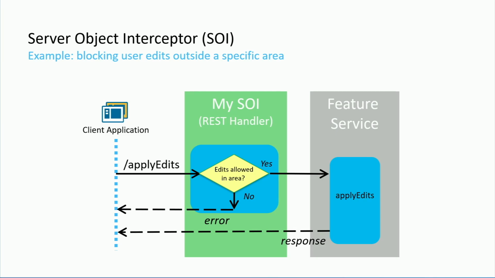So this is back to, is editing allowed? Well, you can see the client sending the call to apply edits. Your SOI is saying, are the edits allowed in the area? If they are allowed in that area, you forward the call on to the feature service's apply edits operation, then the response goes back to the client. If, however, the call to apply edits is trying to edit something in an area that's disallowed, just return an error, okay? Kind of see how it works. It's pretty straightforward.